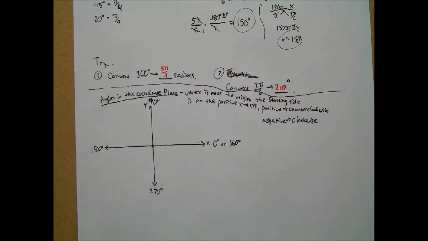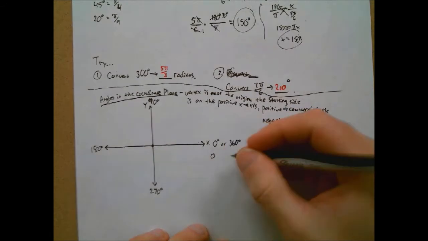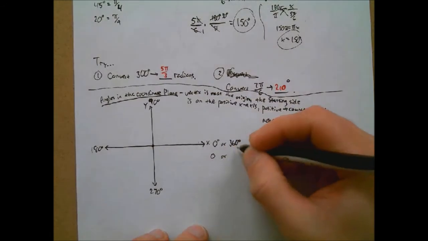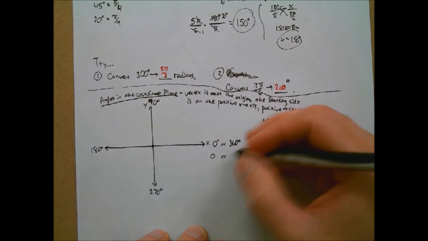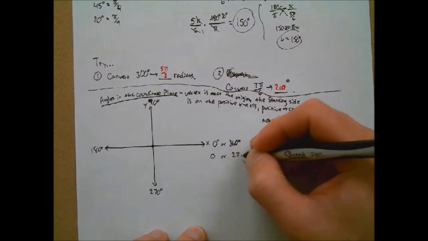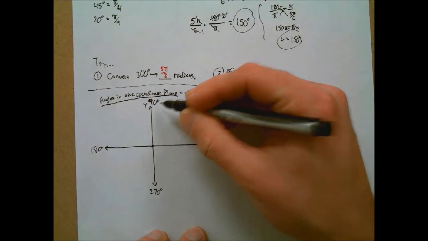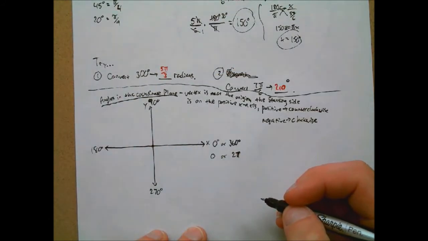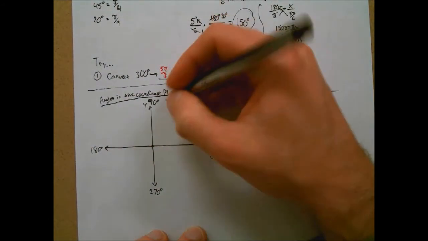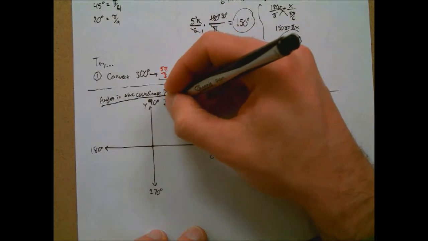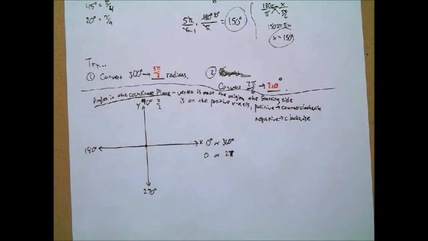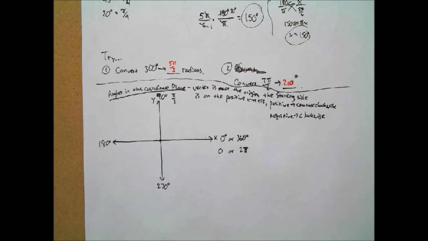Now that we've talked about radians, we could also say 0 radians, or 360 is how many radians again? 2 pi. Instead of saying 90 degrees here, we could say how many radians? Pi over 2. And then 180, that's the same as how many radians? Pi radians.